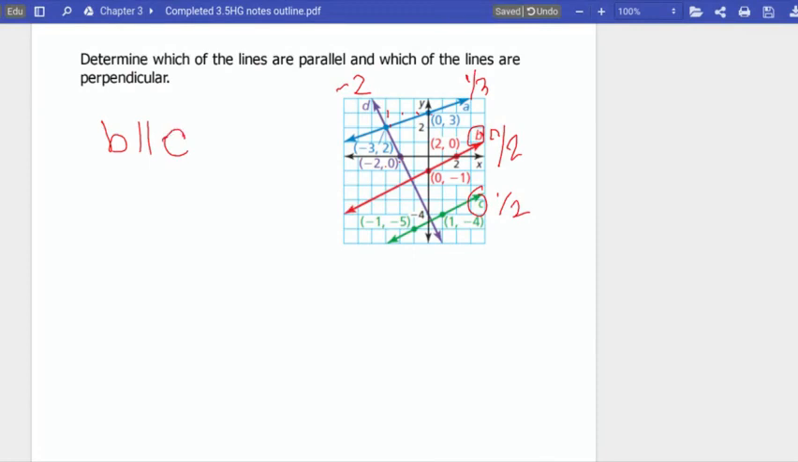Perpendicular would have to have opposite reciprocal slopes. So the opposite would be the -2 here is opposite sign of 1/3, 1/2, and 1/2. But then reciprocal, -2 would be the reciprocal of 1/2. So it turns out D is actually perpendicular to both B and C because it has the opposite reciprocal slope to both of those. A is neither parallel nor perpendicular to any of the other lines on the graph.